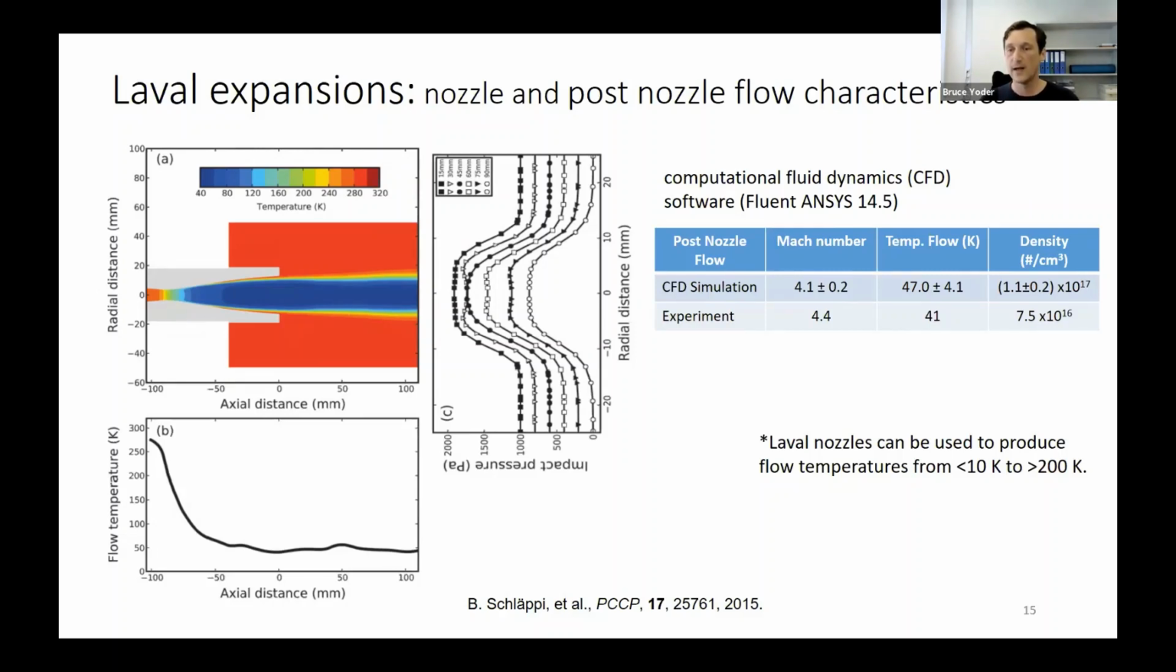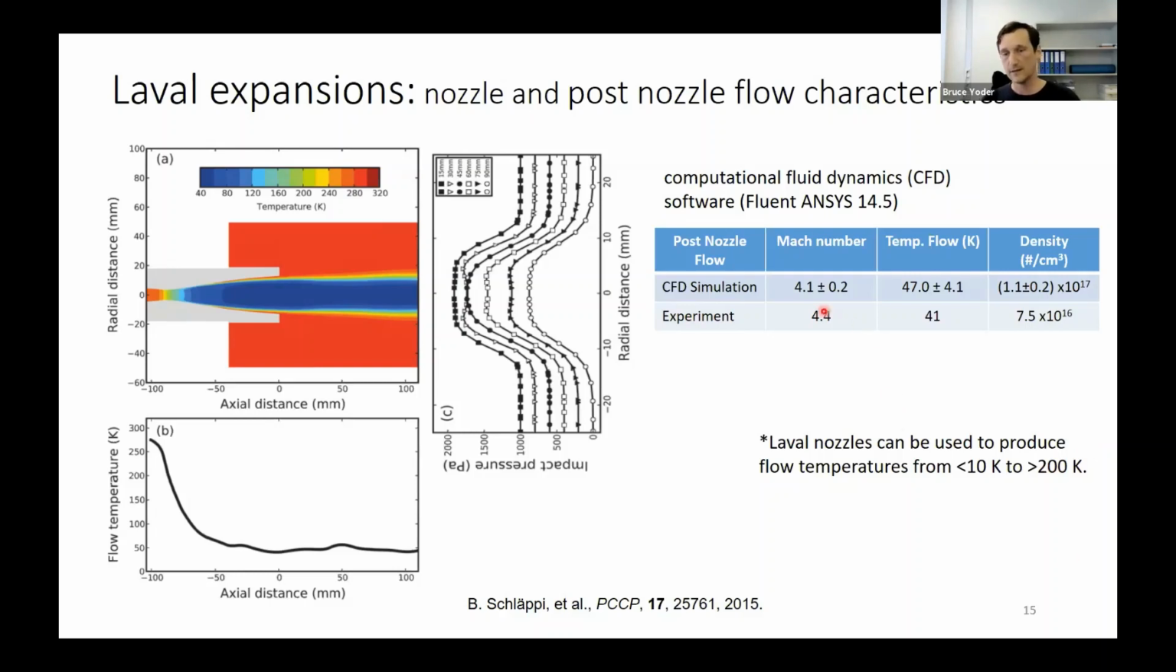The simulated impact pressure profiles at various axial distances give you a feeling of the usable dimension of this cylindrically symmetric beam. So here are impact pressure traces for a given radial distance. I've made the radial distance axis parallel to the radial distance axis on this side. So you see the width of this post-nozzle flow. It has a radius of about 5 millimeters, where we could sample under uniform conditions.